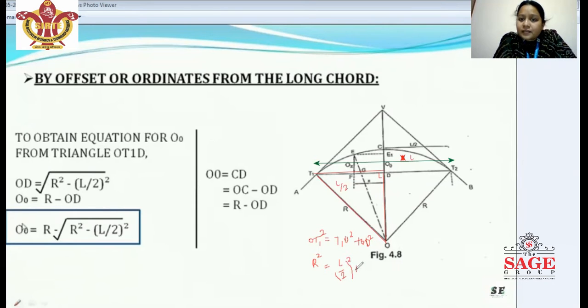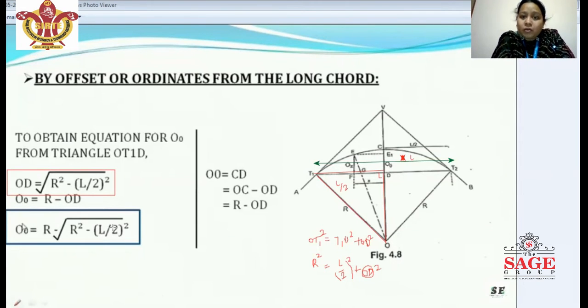plus OD square. So from this equation, we find out OD equals the square root of R square minus (L by 2) whole square, and this OD square over the under root square. This equation we find. Okay, you can see we find this equation. Clear, everyone? I think this is clear to everyone.